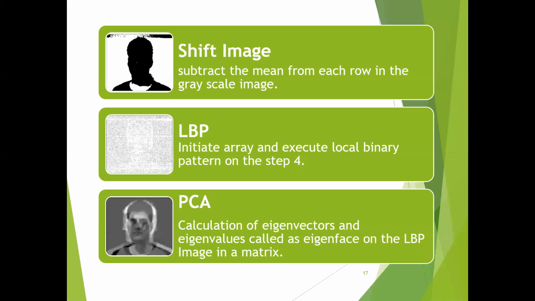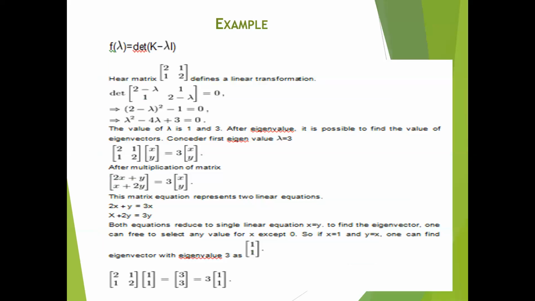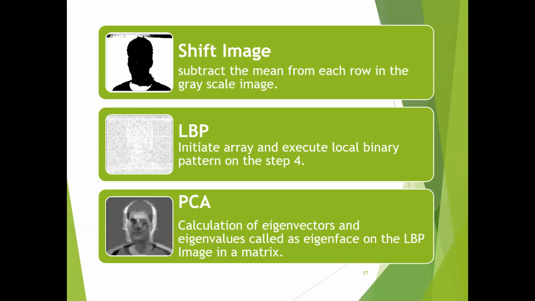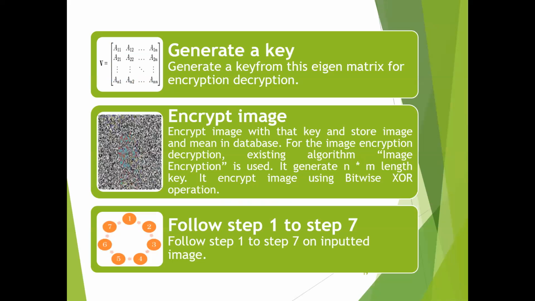Here you can take MATLAB. You can see the values of the image also, right? You can take that value and manually calculate the eigenvectors. You can see your output will be the same as these vectors. Then you can generate the keys.